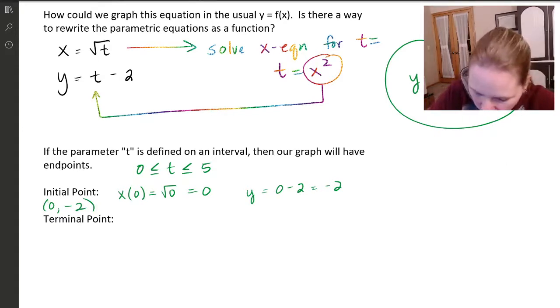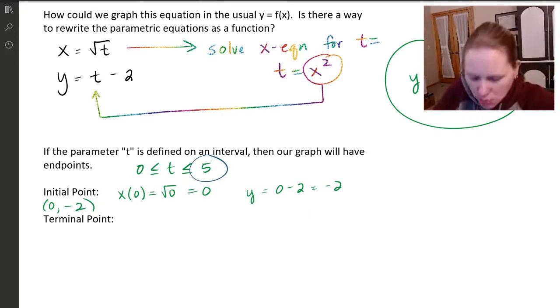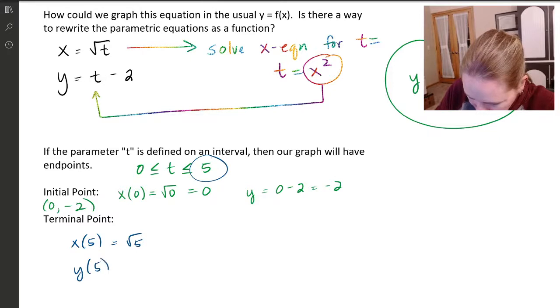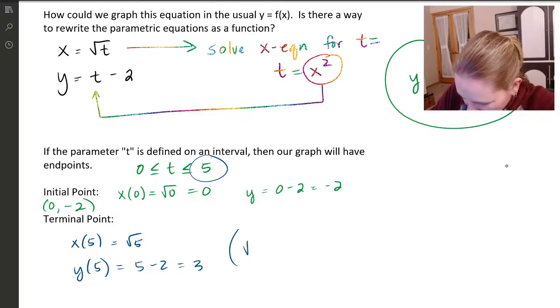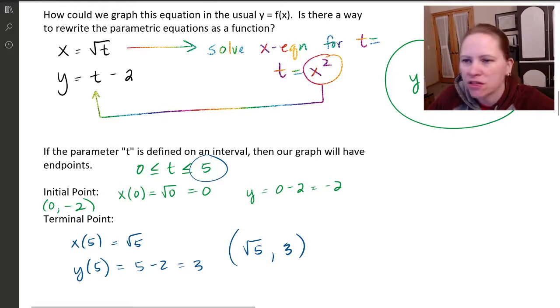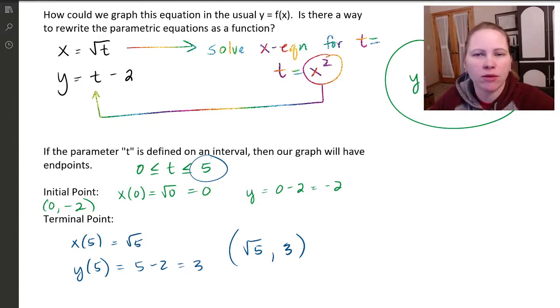My terminal point comes from this last part here. So I do x of 5, so that would be the square root of 5, and then y of 5, that would be 5 minus 2 or 3. So I'd have square root of 5 comma 3 as my terminal point. That would be the ending point for this particular graph. Now that may change if I change my parameter and redefine it, but essentially this is how a parametric equation works.